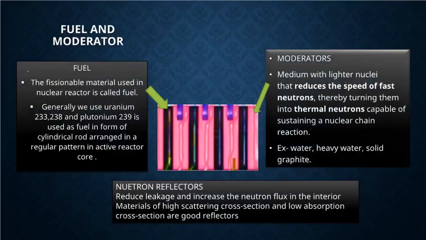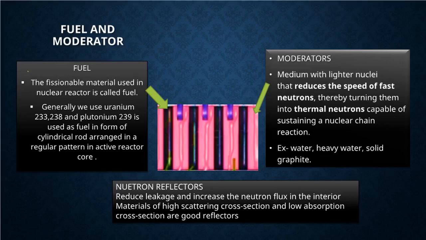Let's discuss the different components of nuclear reactor. The fissionable material used in nuclear reactor is called fuel. Generally we use uranium-233, 238 and plutonium-239 as fuel in form of cylindrical rods arranged in a regular pattern in the active reactor core. This is kept in a chamber which is filled with material containing light nuclei called moderator. The purpose of moderator is to slow down the fast neutron by elastic collision, since slow neutrons have more tendency to cause fission. The core is designed in such a way that out of 3 neutrons emitted per fission, one of them is used to continue the fission reaction, so that a steady chain reaction is maintained.